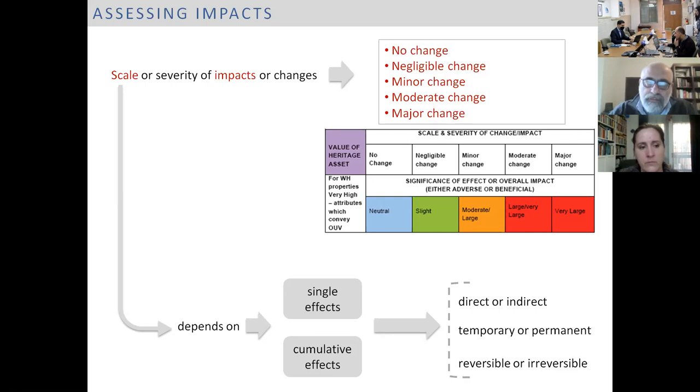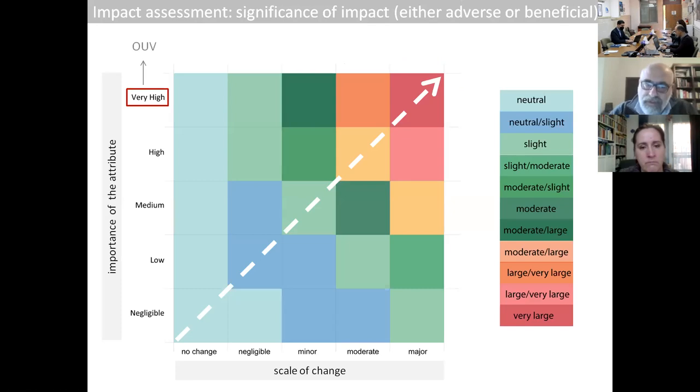And this scale of severity depends on two main components: whether there are single effects on the property or cumulative effects. As you can understand, this is very different, because a single effect could be followed by a single mitigation process. Cumulative effects bring different approaches, trying to understand how to mitigate the different things that are happening around in order to mitigate the effect. And also in this case, we should consider if the single or cumulative effects are direct or indirect, temporary or permanent, reversible or irreversible.